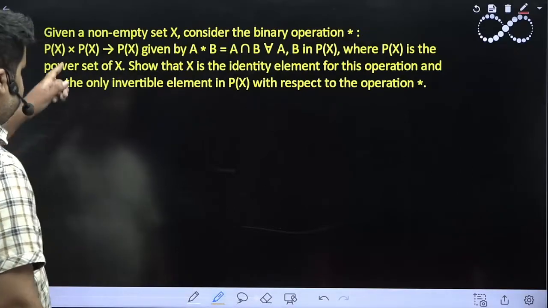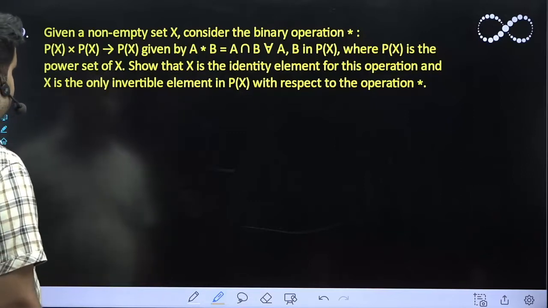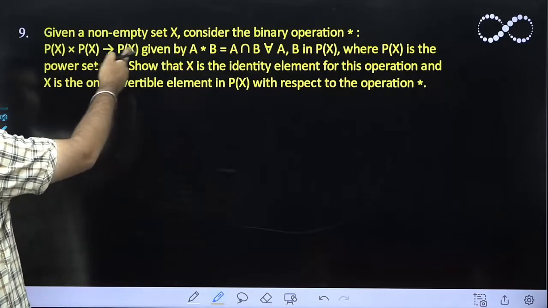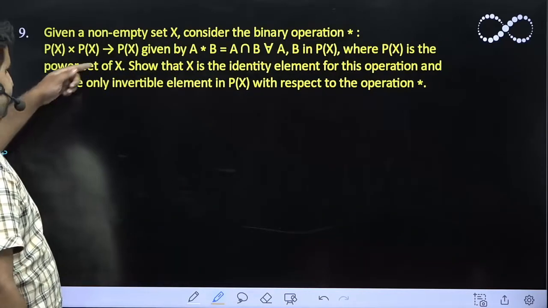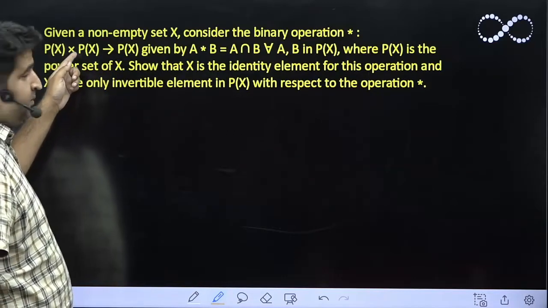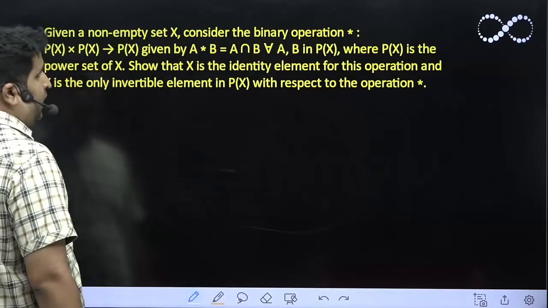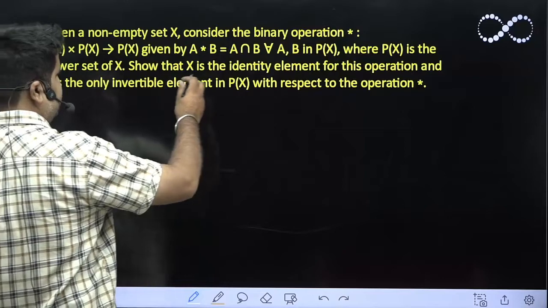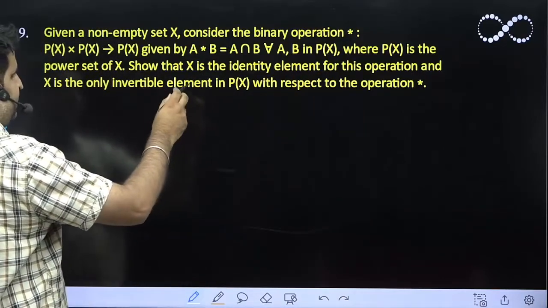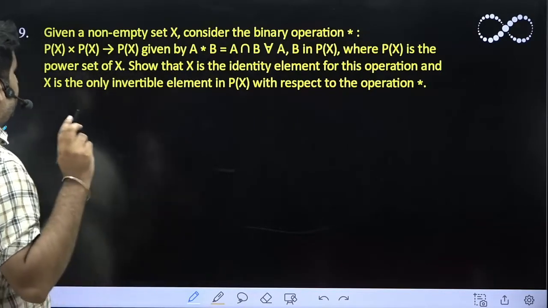Next question is from binary operations. Given a non-empty set X, consider the binary operation star: P(X) cross P(X) to P(X). Okay, so this binary operation is defined from P(X) cross P(X) to P(X), right? So now what you have to do is show that X is an identity element for this operation and X is the only invertible element in P(X) with respect to operation star.